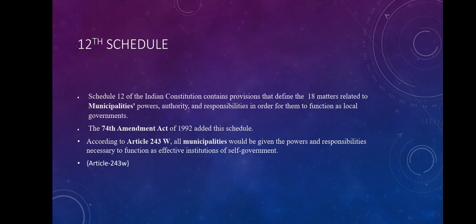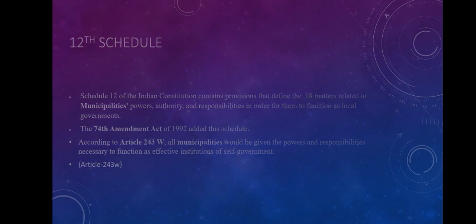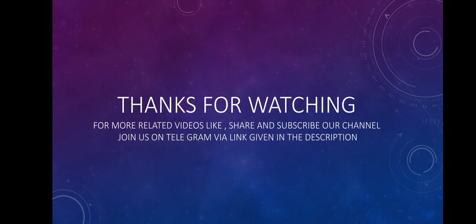The 12th Schedule of the Indian Constitution contains provisions that define the 18 matters related to municipalities, powers, authorities and responsibilities in order for them to function as local government. The 74th Amendment Act of 1992 added this schedule. According to Article 243W, all municipalities would be given the power and responsibilities necessary to function as effective institutions of self government. The 12th Schedule is covered under Article 243W. With this, we have covered all the 12 schedules of the Indian Constitution.